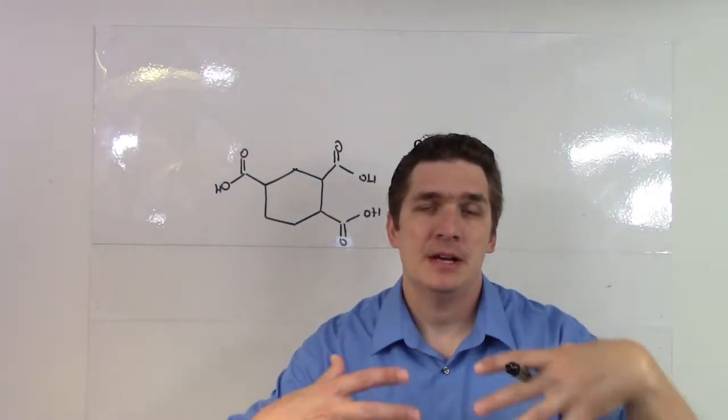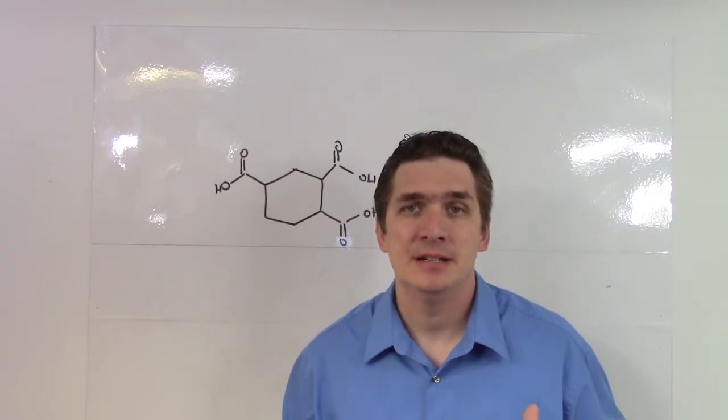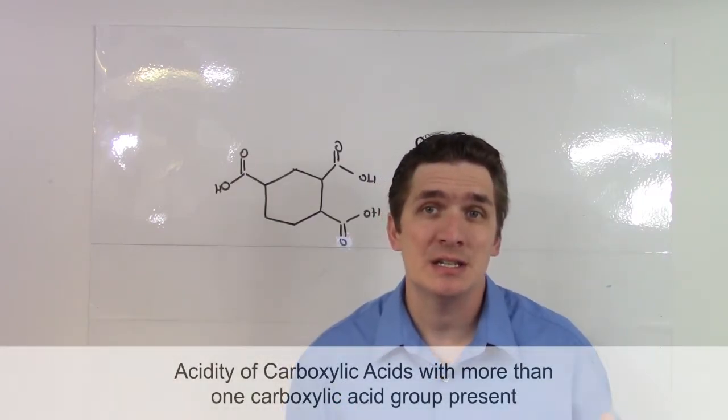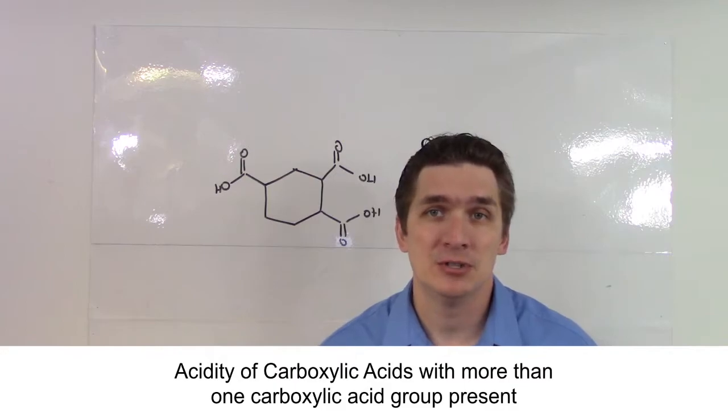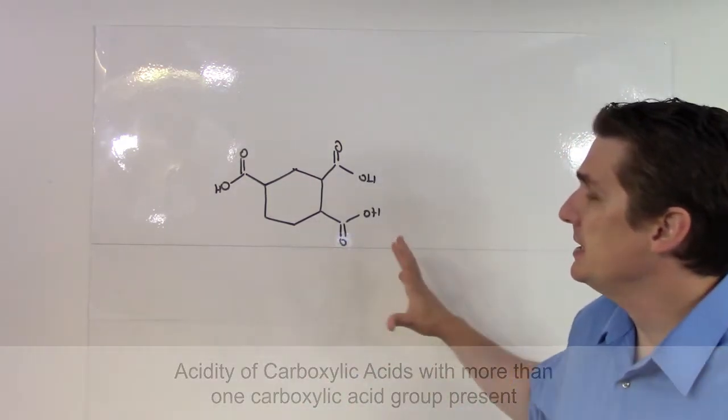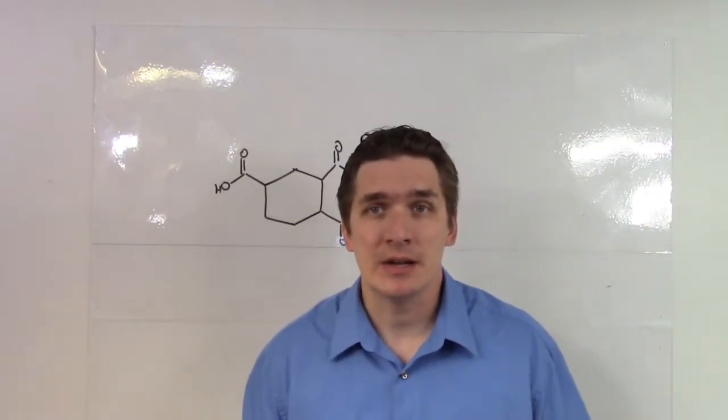Now, a physical property of carboxylic acids to talk about is the acidity, and what the titration curve looks like if you have multiple carboxylic acids. So in this case, I have a tricarboxylic acid on a cyclohexane.